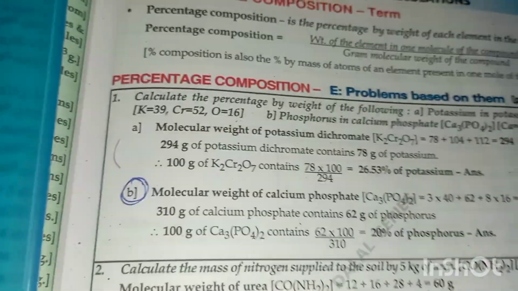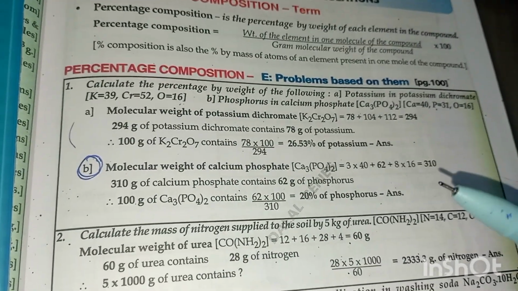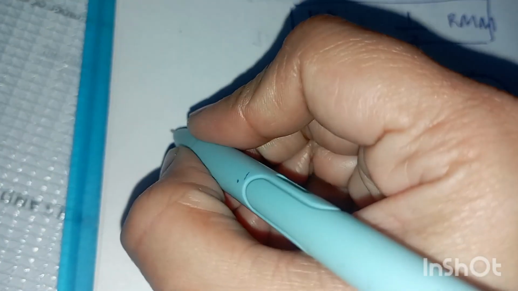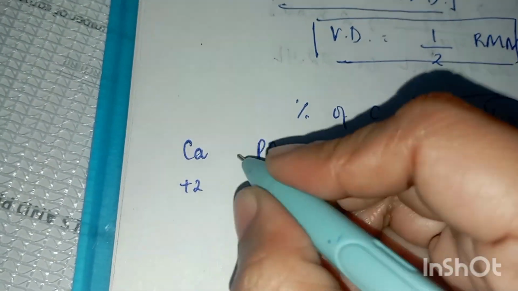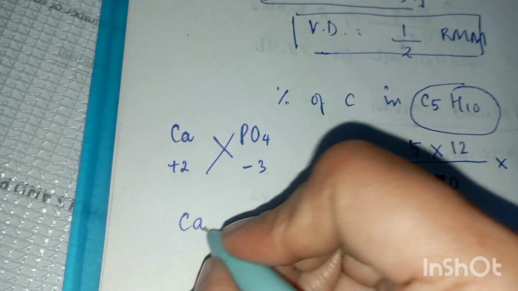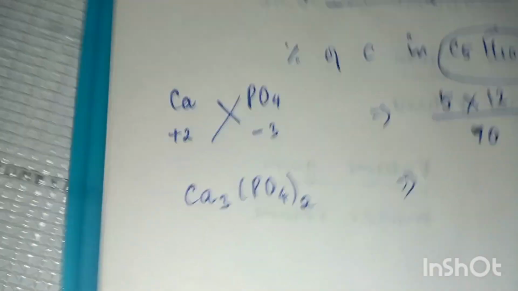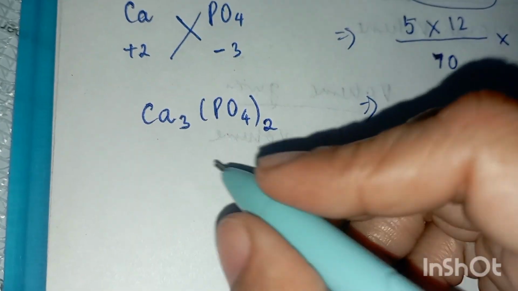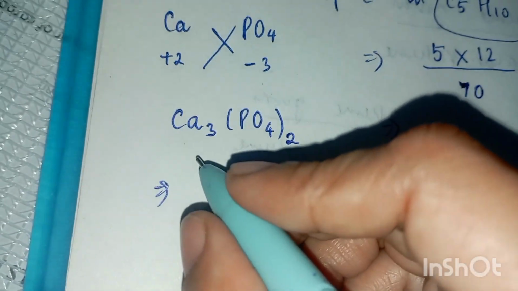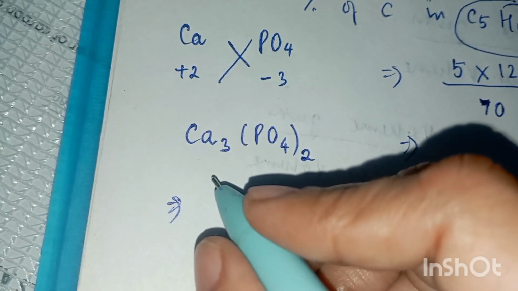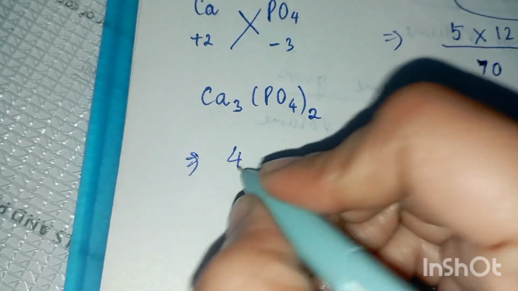Now suppose you have to calculate the percentage of phosphorus in calcium phosphate. So the molecular formula of calcium phosphate: the valency of calcium is +2, the valency of phosphate is -3. So its chemical formula will be Ca3(PO4)2. Now you can calculate the relative molecular mass or molar mass by adding up all the atomic masses. So how many calcium atoms are present? 3 calcium atoms are present per molecule of calcium phosphate. And the atomic mass of one calcium atom is 40.